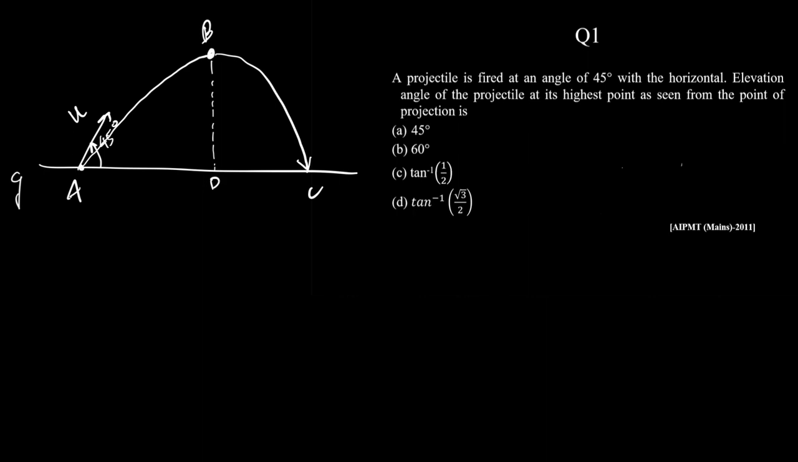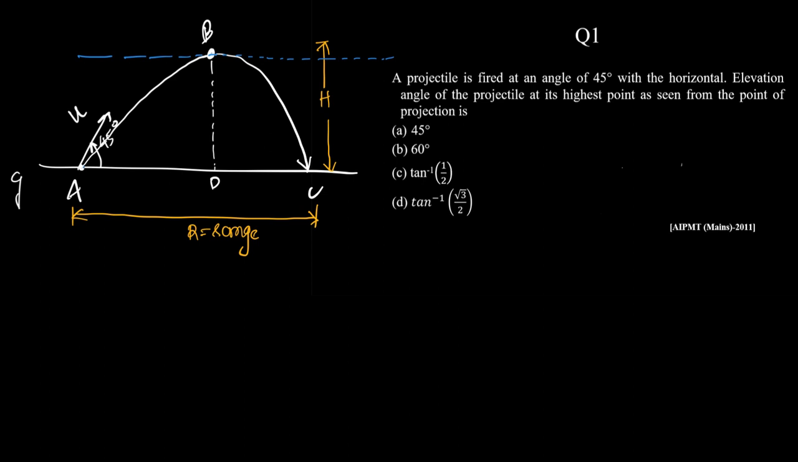If this point is T, we know that this complete horizontal distance traveled is what we call R, which is the range, and this much is the maximum height H. And if we draw a parallel line here to the maximum height, and the line joining the point and the maximum height, this angle is what we call the angle of elevation, which is equal to this angle.